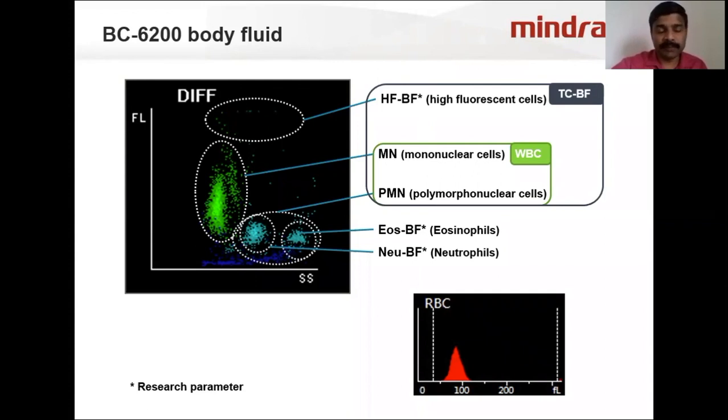So why is it important? The RBC count is also important to identify the integrity of the puncture, whether the WBC has entered the body fluid because of the puncturing. So this can be identified by identifying the RBC presence.